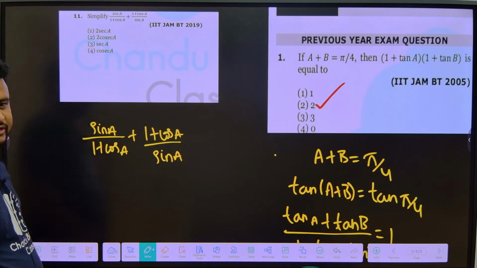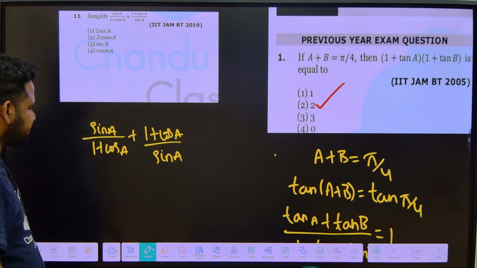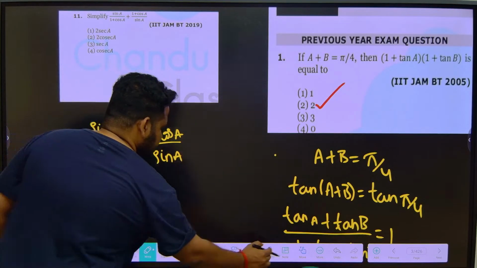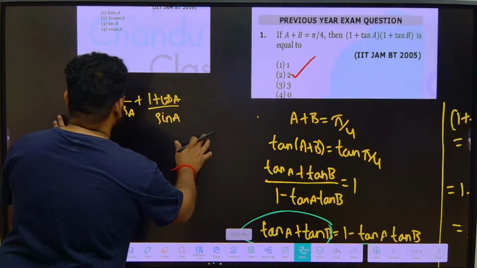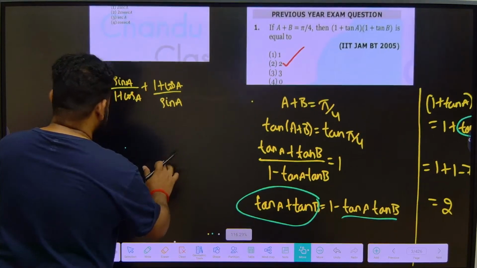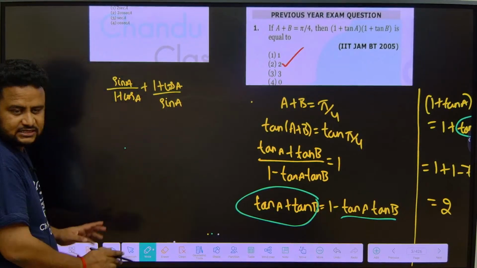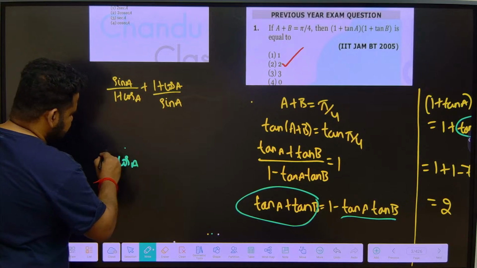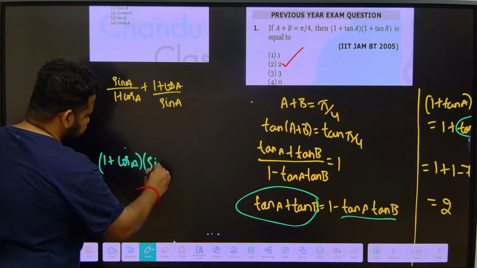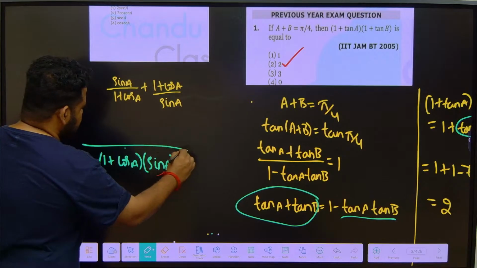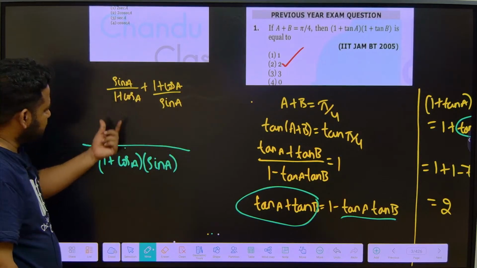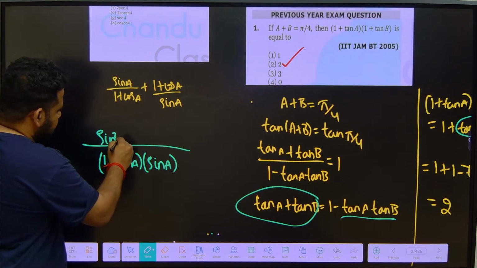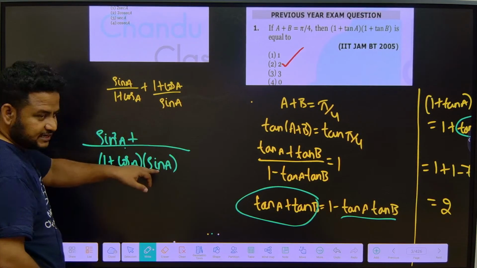Now, what I have to do is just take the LCM. If I take the LCM, what is the LCM? This will become 1 plus cos A into sin A. This will be the LCM, correct? So, if I take the LCM, 1 plus cos A, 1 plus cos A cancel, sin A, it will become sin square A. Plus here, sin A cancels.